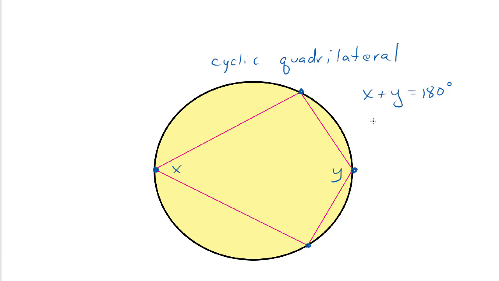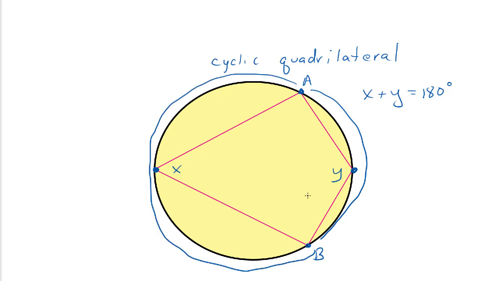Well, how do I know that exactly? Well, if I think about it, that's A and B, if we want to label it. X spans minor arc AB. Y spans major arc AB. Major arc is greater than 180 degrees.